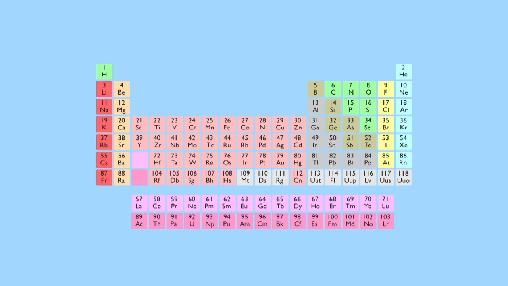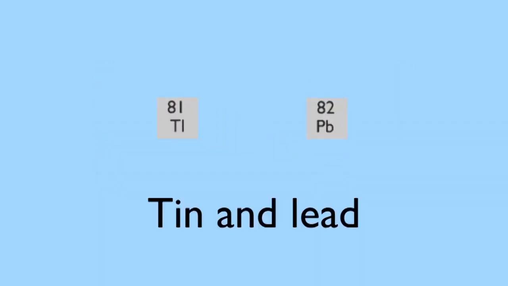Elements near the border between metals and non-metals, like tin and lead, are inert in water. Molten tin, in fact, is sprayed onto iron cans to stop them reacting with any water contained in whatever is inside the can. Aluminium is an interesting example.